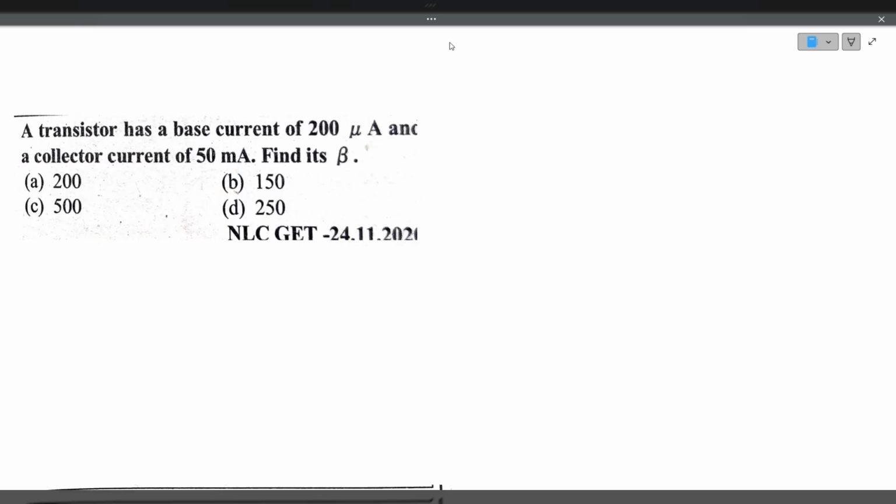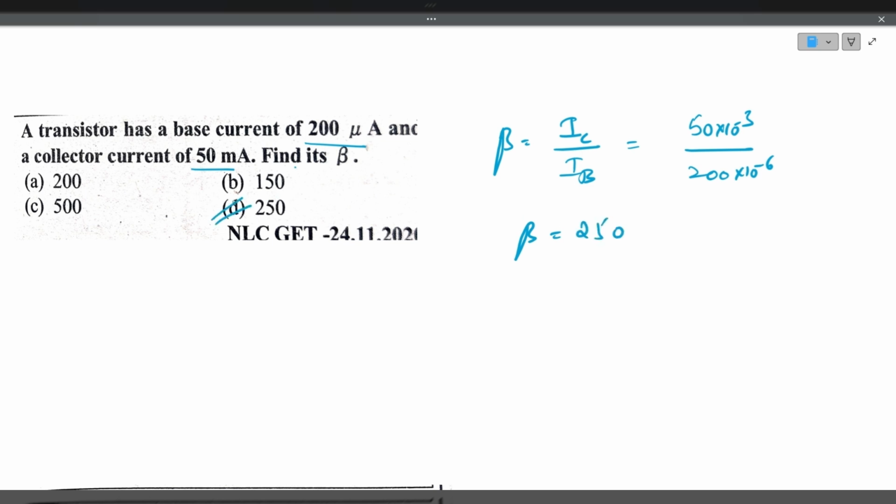So next question. A transistor has a base current of 200 microamperes and a collector current of 50 milliamps. Find the beta value. Beta value is equal to the collector current divided by base current. So collector current is given as 50 milliamps and base current is given as 200 microamperes. So the beta value will be approximately 250. So answer is option D.